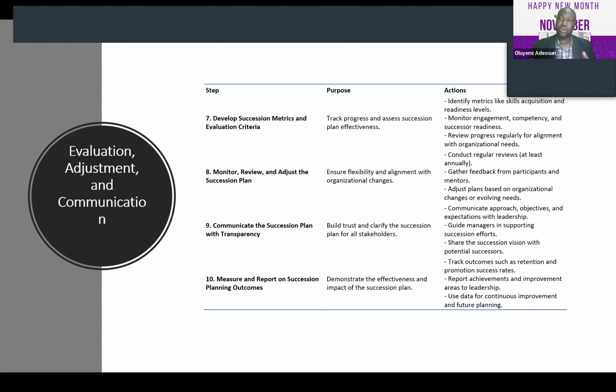So metrics like skill acquisition, readiness level, monitor engagement, competency, successor readiness, review progress regularly for alignment with organizational needs. So for people in the succession plan, outside the regular conventional performance feedback session, you may now be having a succession feedback session. This can be quarterly, for example. There will be special targets and special goals, and you are reviewing with them as a group and as individuals.